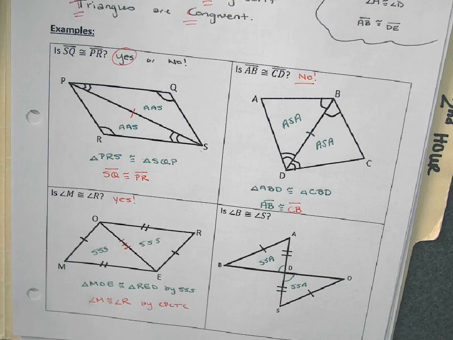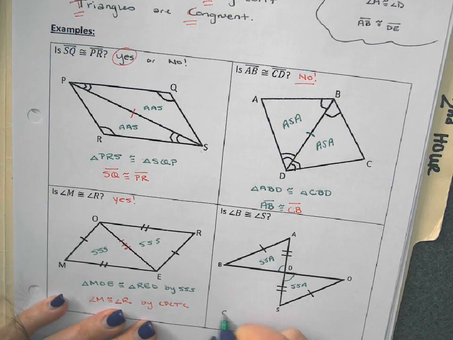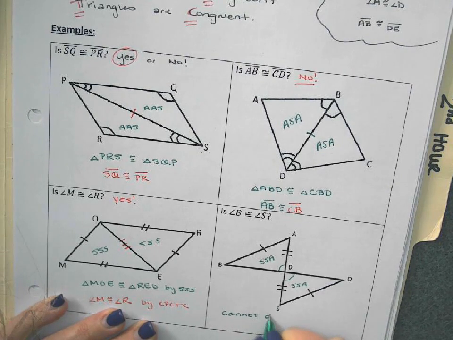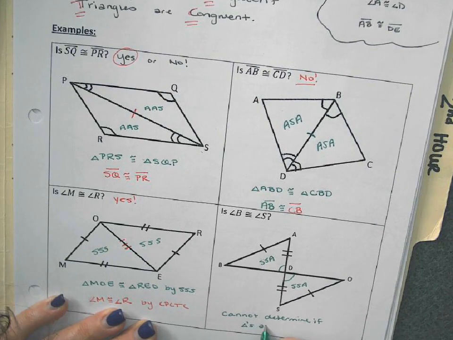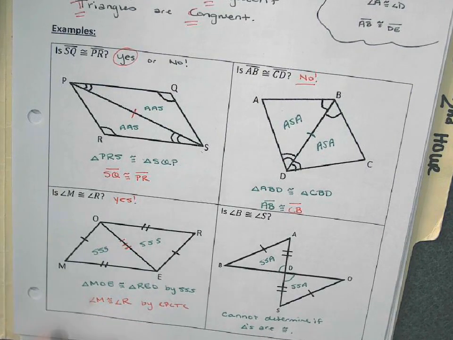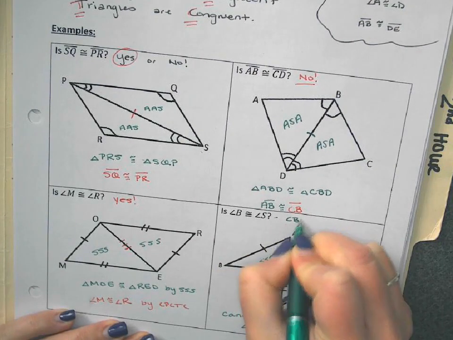We could see if we're able to here. Could you use HL theorem? Well, you could try, but we don't have any right triangles. There's nowhere that anything's marked as a right angle. So because we don't have right triangles, we can't resort to the HL theorem. So this one, we cannot determine if triangles are congruent. So you can't make a congruent statement about the triangles. So this one is cannot be determined.